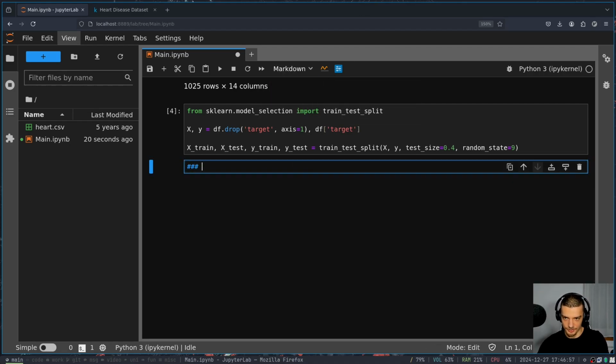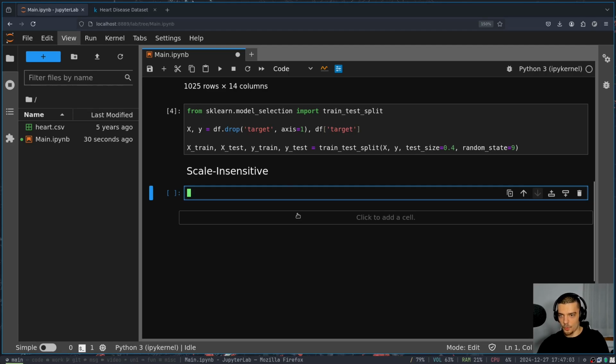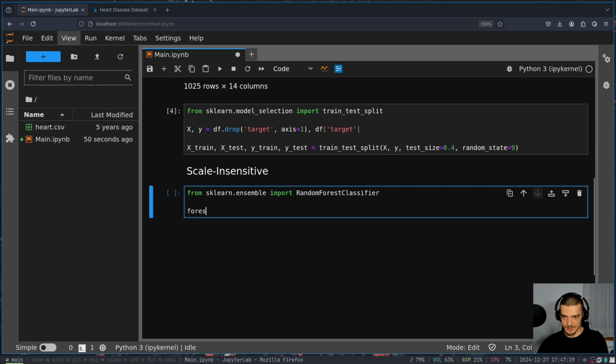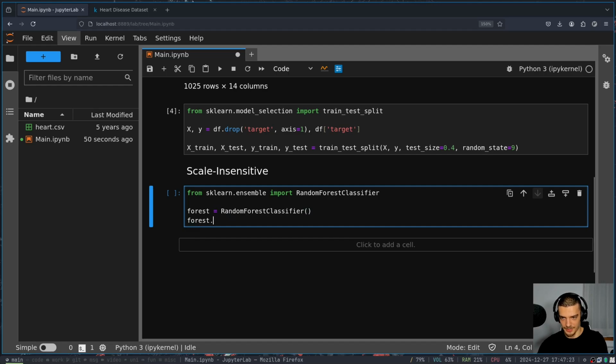So some of the models don't really care about scale. So insensitive. One such model would be a random forest classifier. Another one would be naive Bayes. Another one would be gradient boosting. So we're going to just go ahead and say from scikit-learn dot ensemble, we're going to start with a random forest classifier. I'm going to say forest is equal to random forest classifier, and we're going to train this random forest classifier on X train and on Y train.